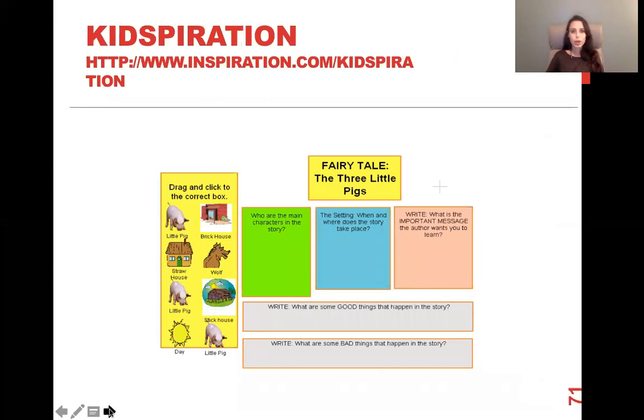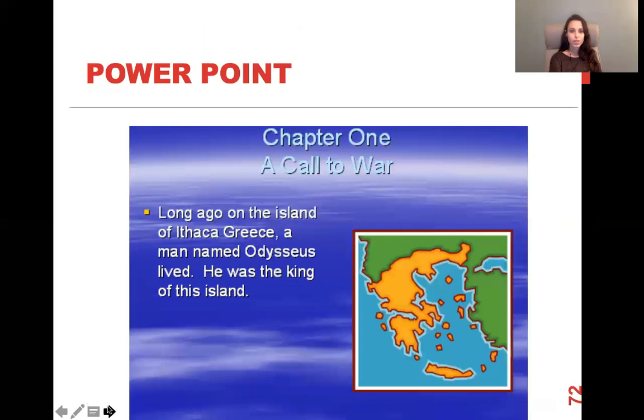You can check this out as well, Kidspiration. It's a graphic organizer basically. It takes a story and helps them figure out main characters and setting, and it's fun and interactive where they can drag things in, they can write a little bit, and it's just a whole new way to get the same point across. You can make PowerPoints that you could click on and a video shows up.